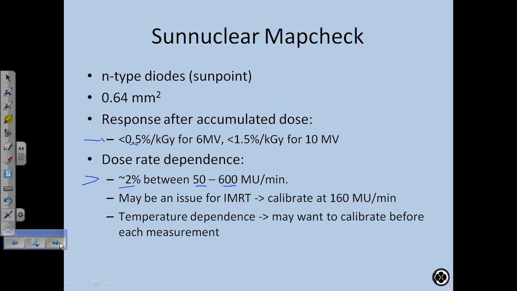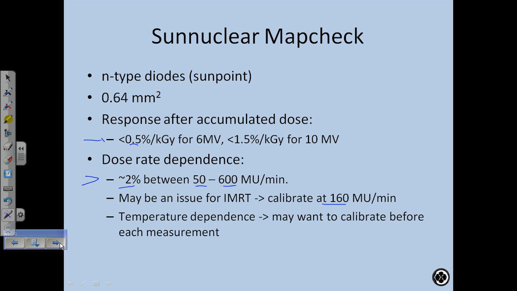Well, the manufacturer recommends that we calibrate at 160 MU per minute, because really, we're not going to use this for just regular 3D conformal treatments. We're going to use this for IMRT. That's what it's used for. So since we're going to use this for IMRT, we are going to see those differences. So they recommend we calibrate at 160 MU per minute, which is kind of the mid-range.